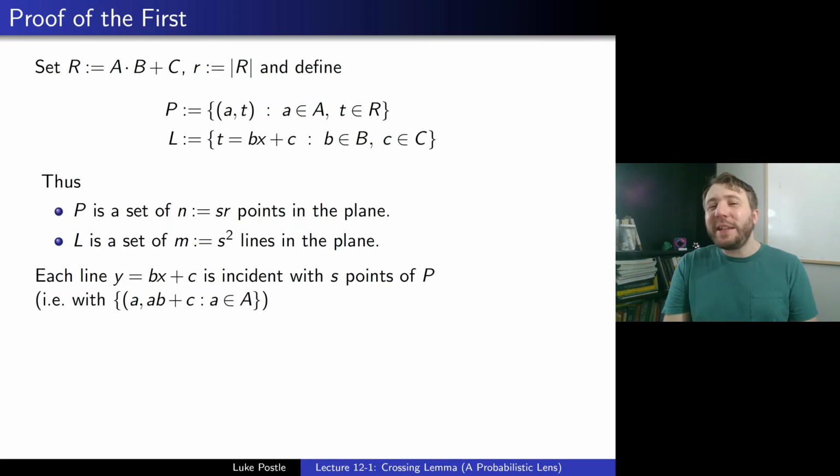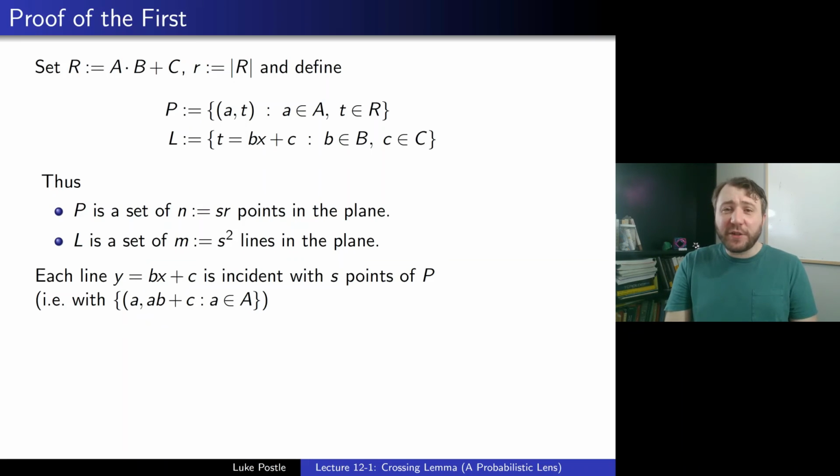The question is, how many incidences do we have? Well, each line, y equals bx plus c, I claim is incident with a lot of points. I claim it's incident with S points of P. So how do you get a point? Well, we'd have to plug in some value for x. In particular, we plug in one of the a's, and that immediately gives ab plus c, so the line is incident with those points, and those are all distinct points.